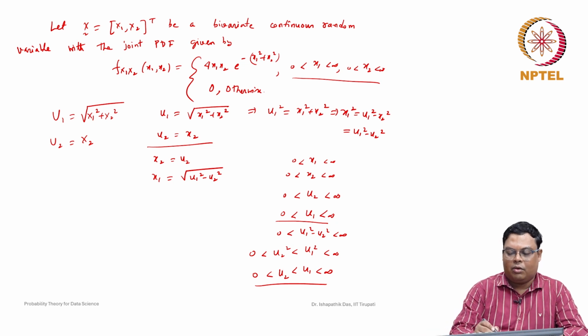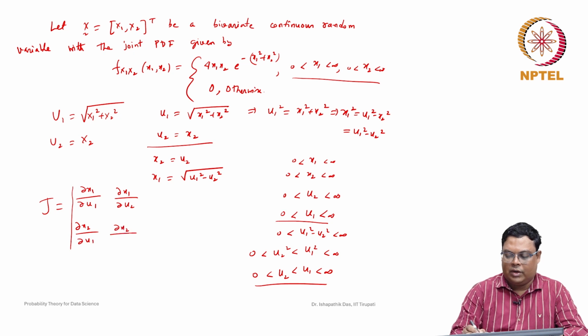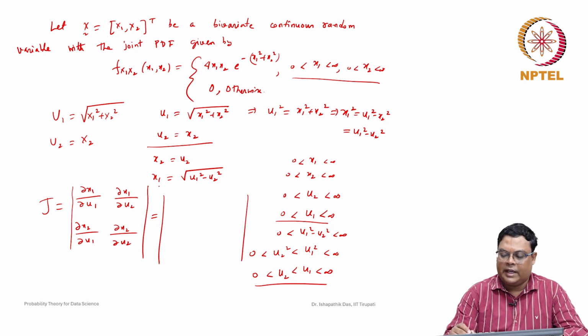So, for this transformation, what will be the Jacobian? The Jacobian is defined by the matrix of partial derivatives: del x1 del u1, del x1 del u2, then del x2 del u1, del x2 del u2. Now you can see that x1 is root over of u1 square minus u2 square. This is the component function, the inverse, a function of u1 and u2. It is h1 of u1, u2, while x2 is just independent of u1.